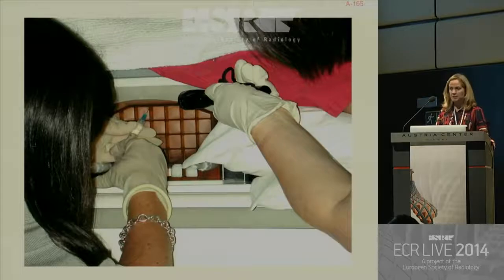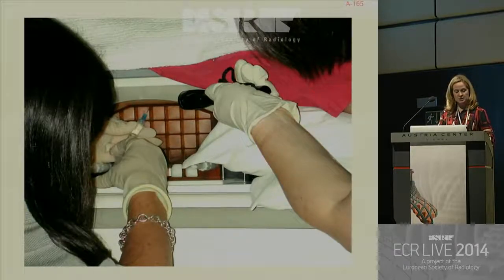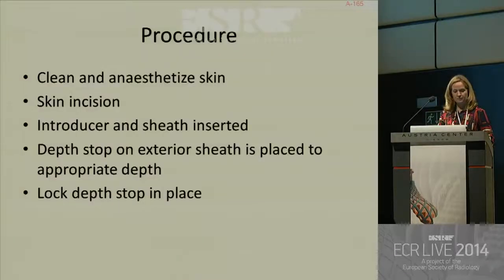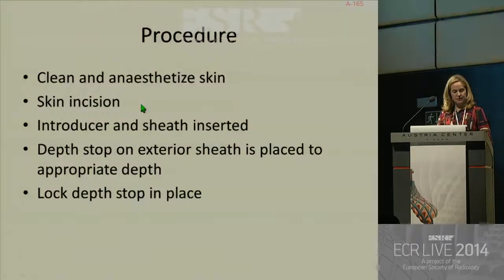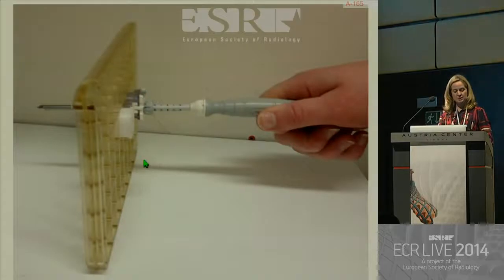And just like stereotactic biopsy, we clean the skin, anaesthetize the skin with lidocaine, and we also give lidocaine and adrenaline deeper into the breast tissue to prevent or reduce bleeding. We clean and anaesthetize the skin, and then we make a skin incision. We then pass our introducer and our external sheath in through the needle guide into the breast. The depth stop on the exterior sheath is placed to the appropriate depth, and then you can lock the depth stop in place, and this prevents the needle moving in and out of the breast during the biopsy.